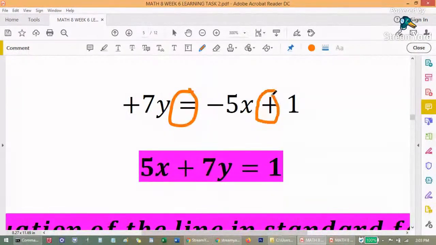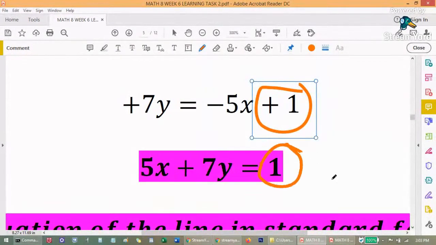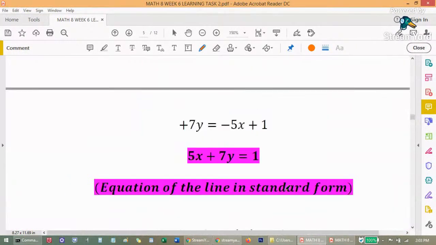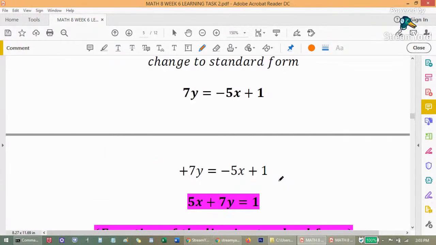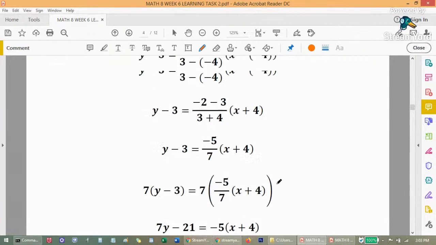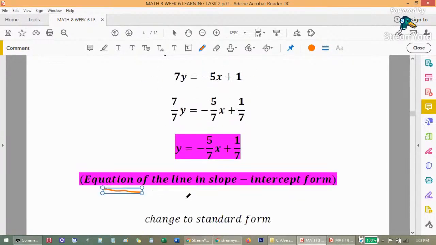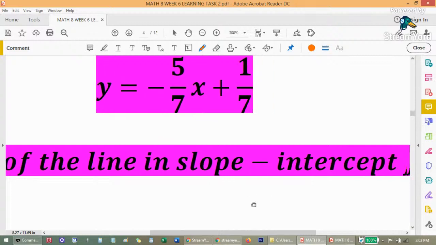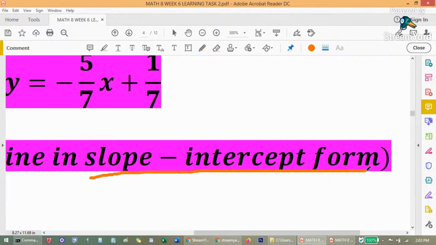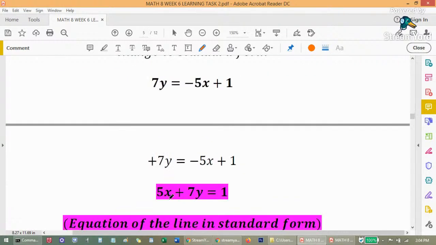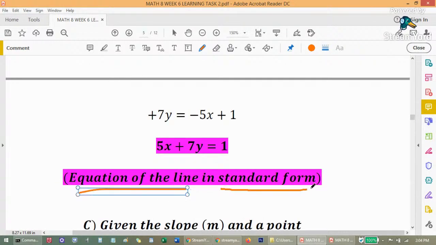Okay? Pwede nang alisin tong plus na to. Itong positive 1 is equal to 1. Ito naman is the equation of the line in standard form. Okay? So, dalawa kasi ang pinapakuha sa atin eh. Isang equation of the line in slope-intercept form. Yung isa naman ang equation of the line in standard form. Okay?